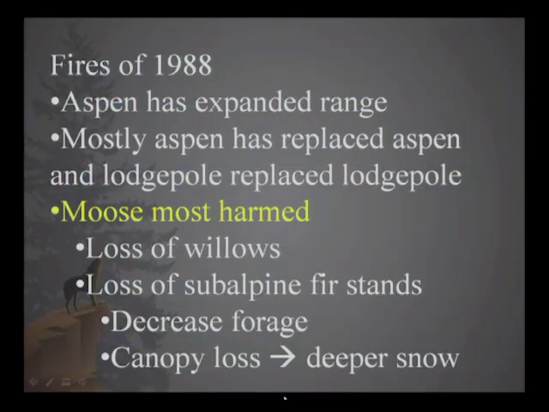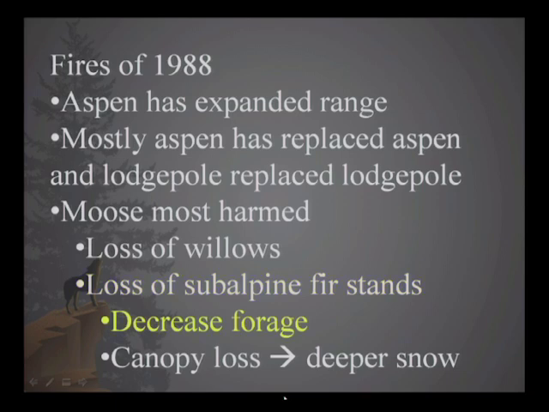Of the large animals, moose has probably suffered the most from the 1988 fires. There was a lot of willow habitat which they feed on that was lost. Some of the alpine fir stands were lost as well. And those are important food resources, especially in the winter. And then also with a decreased canopy, that allowed more snow to get to the ground. And it also decreases their forage.